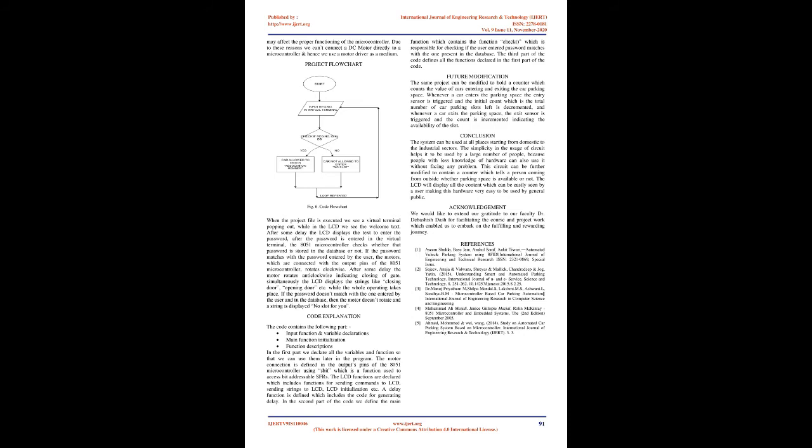Code explanation. The code contains the following parts. Input function and variable declarations. Main function initialization. Function descriptions. In the first part, we declare all the variables and functions so that we can use them later in the program. The motor connection is defined on the output pins of the 8051 microcontroller using SBIT, which is a keyword used to access bit addressable SFRs.